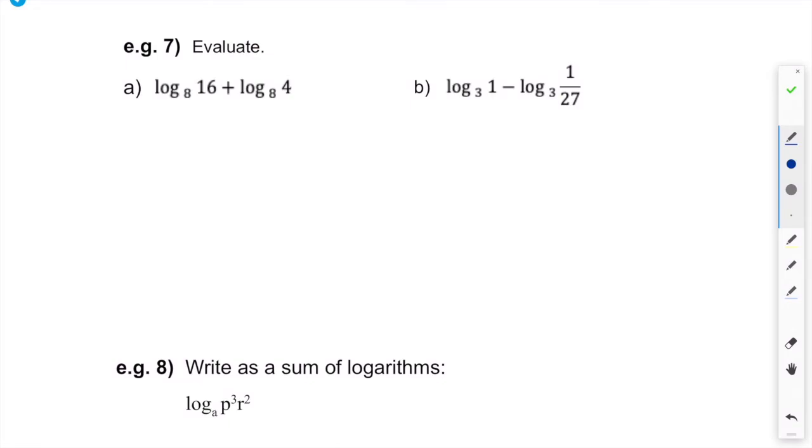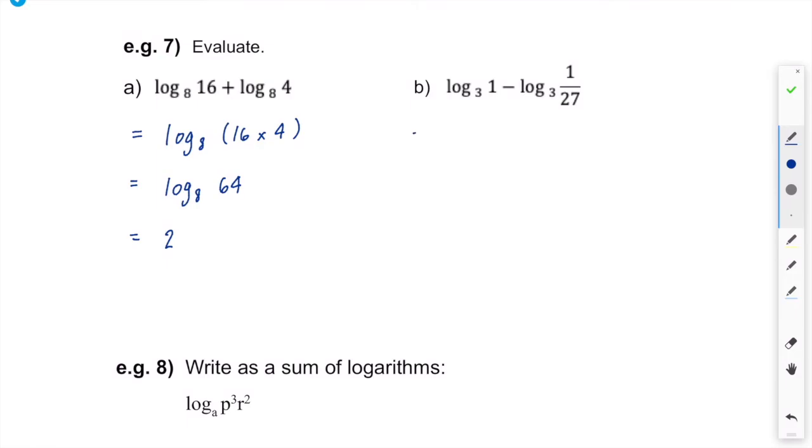So let's continue now. I hope you have tried these questions. I have log 16 base 8 plus log 4 base 8. In this addition, this is 16 times 4 as a single log. So I have log base 8 of 64. And we know that 64 is 8 to the power of 2.